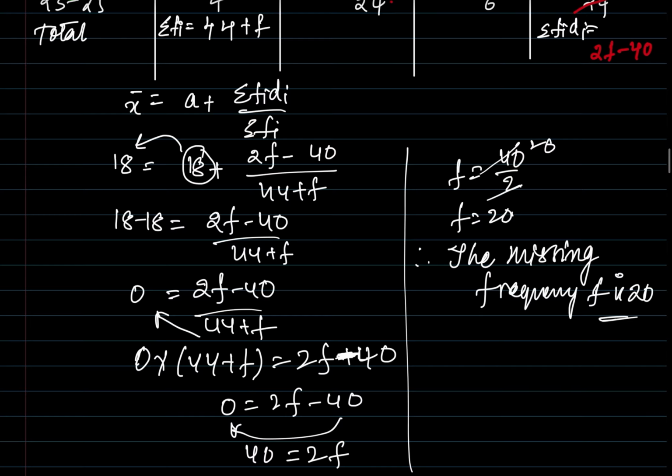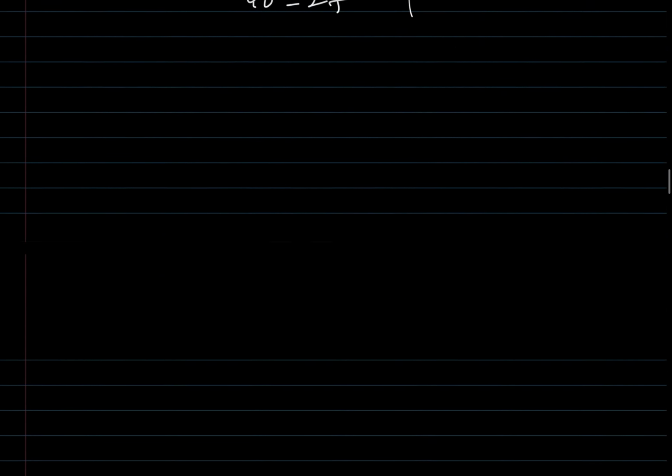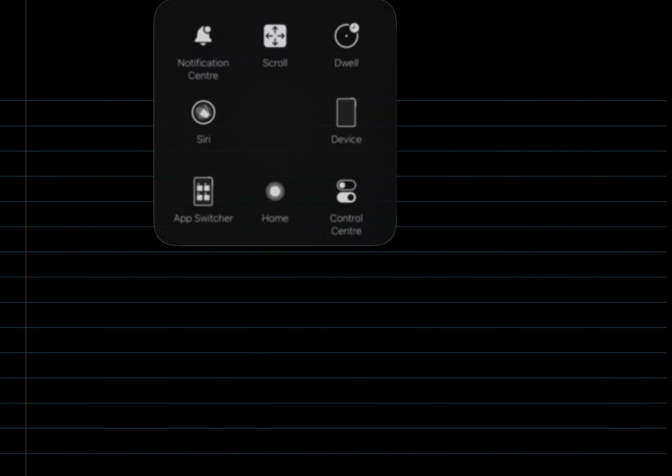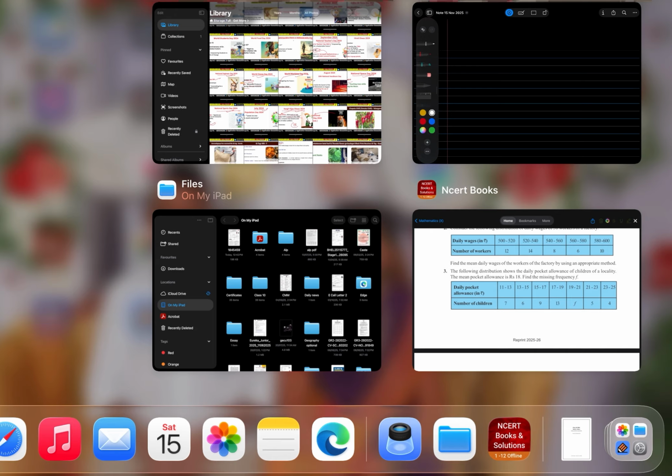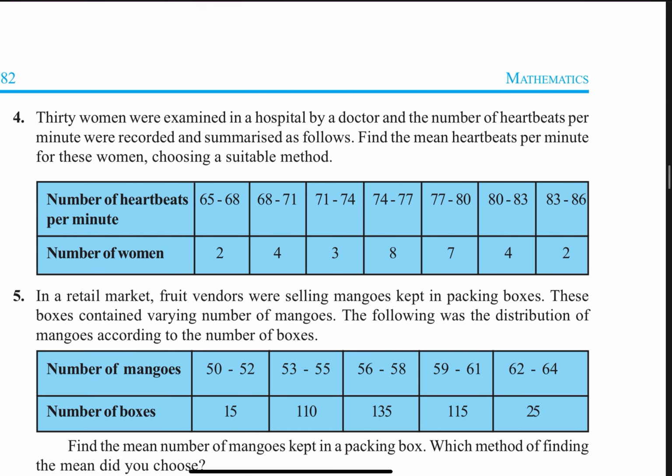Okay, then next we'll try to solve a step deviation method problem. For step deviation method, what you have to do is see the question first. So let's go to the question. Here we'll solve the fourth question for step deviation method. 30 women were examined in a hospital by a doctor, and the number of heartbeats per minute were recorded and summarized as follows. Find the mean heartbeats per minute for these women.